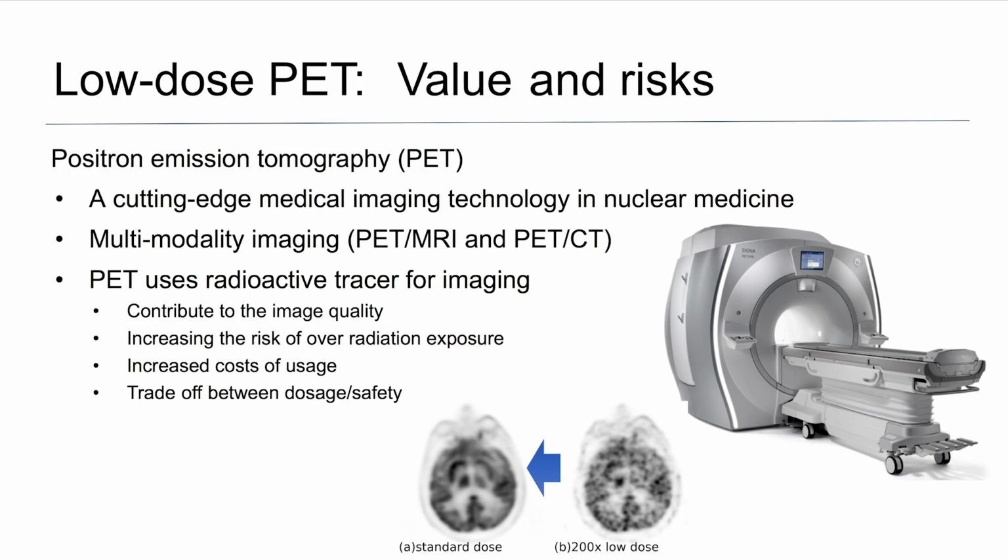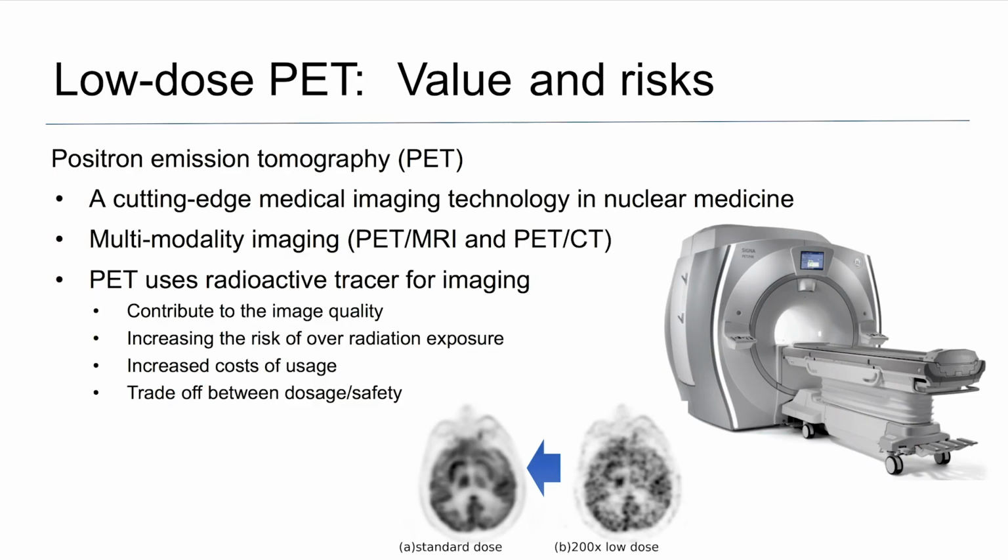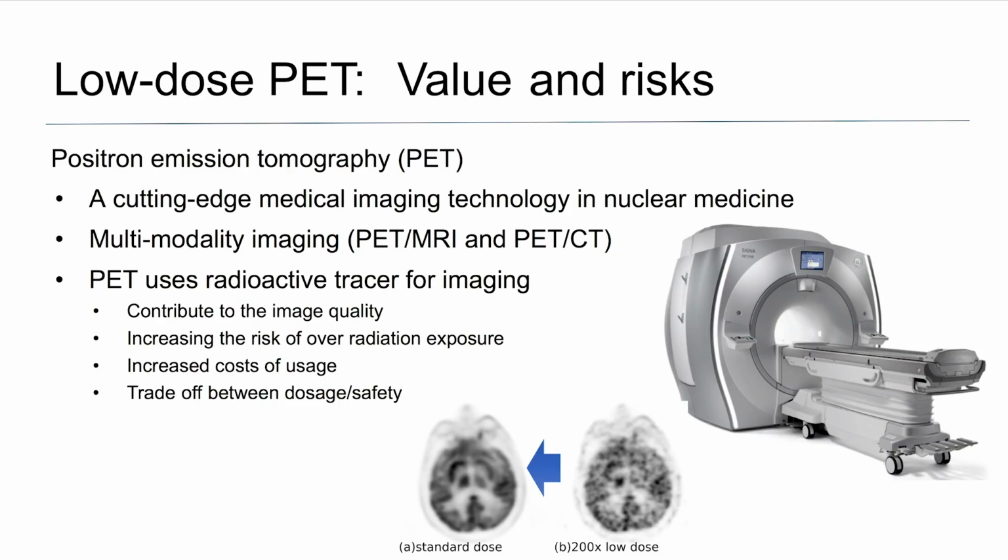And it is also used as a multimodality imaging because it will compare with MR and CT to give higher resolution. And during the PET exam, usually the patient is injected a radiotracer for imaging and wait for time for the tracer to get uptake and to image the distribution of the tracer. And the tracer contributes to the image quality, but it also increases the risk of radiation exposure. And also it increases the cost of the exam because a tracer may cost a couple hundred to a couple thousand dollars. So there's a clear trade-off between dosage, safety, cost, and benefit. And that's why we want to enable low-dose PET imaging.